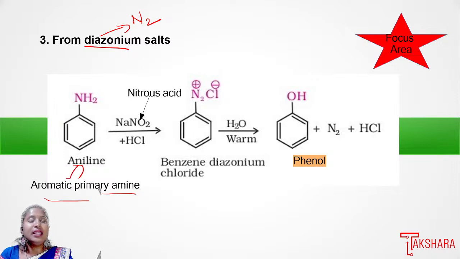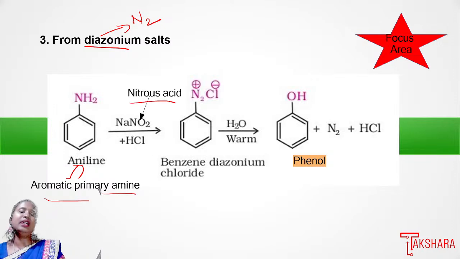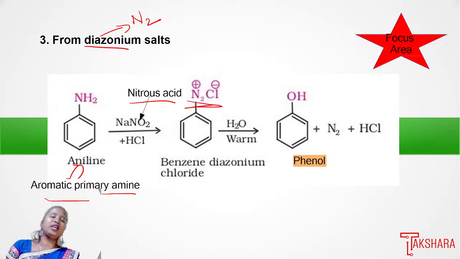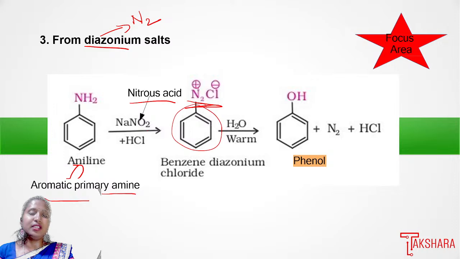When this aniline undergoes the reaction with NaNO2, which is called nitrous acid. NaNO2 we call nitrous acid. And if we treat this, we'll get, for the benzene ring, N2 plus Cl minus attached. N2 plus Cl minus attached. So we call this benzene diazonium chloride.